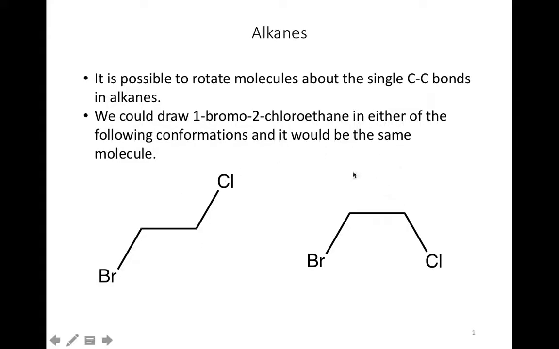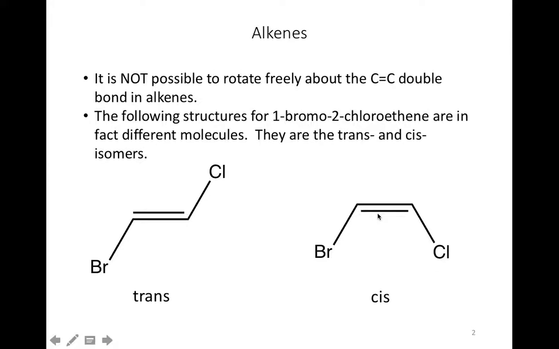So again, these two are the same molecule when I have alkanes because I can rotate about the carbon-carbon single bond. The same is not true for alkenes, because it turns out it is not possible to freely rotate about a carbon-carbon double bond without breaking it. So in fact, when I draw the bromine and the chlorine as being on opposite sides or on the same side, these are different molecules. So they're different isomers from one another. And so we need some way to label them, and we do that with the trans and cis labels.